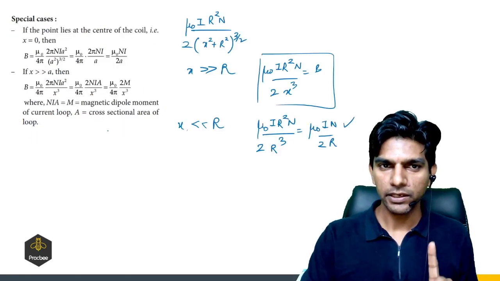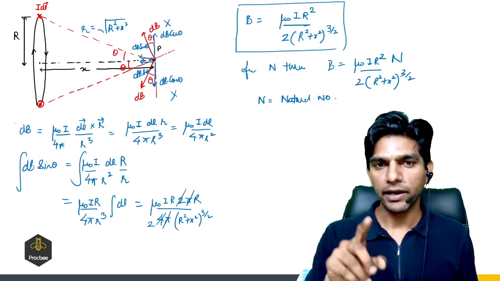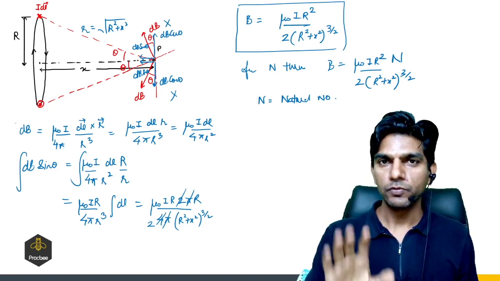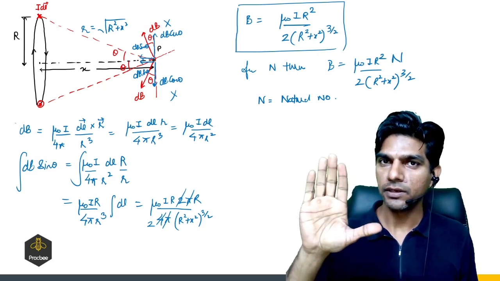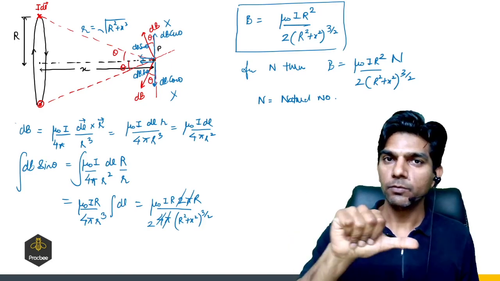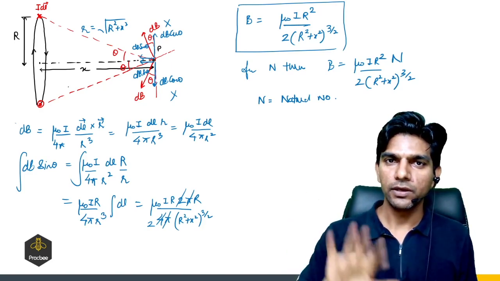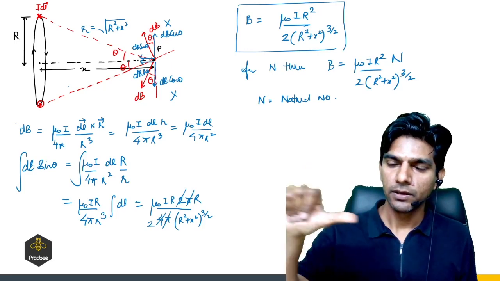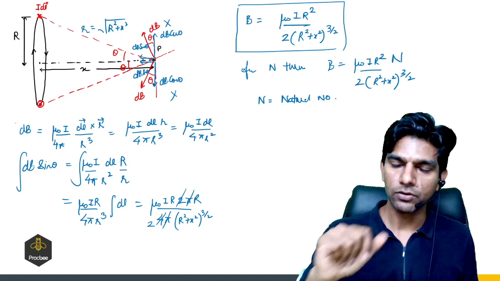Okay, one thing I forgot to mention: how to find the direction of the magnetic field at point P on the axis. You can use the right hand curl rule. You curl your fingers in the direction of the current, and the thumb will give you the direction of the field. So here, if I curl my fingers like this, the thumb is pointing in the left direction. So the magnetic field at P is towards the center of the coil.